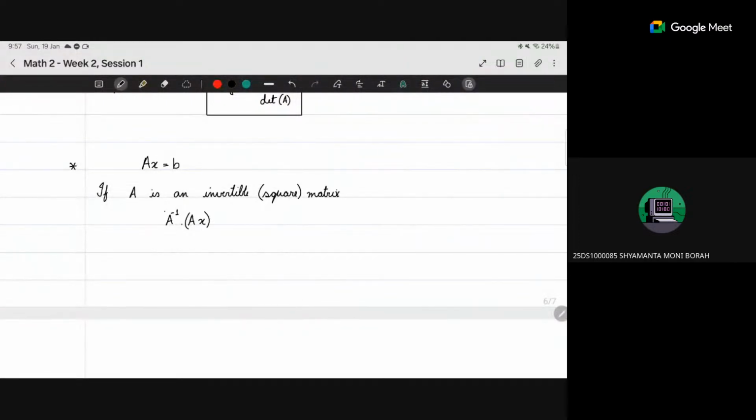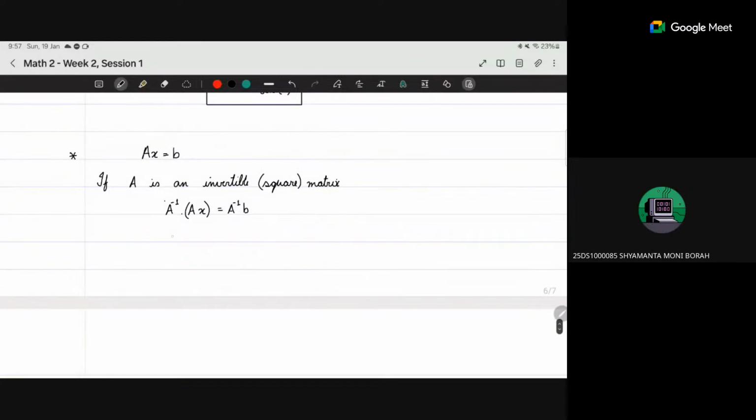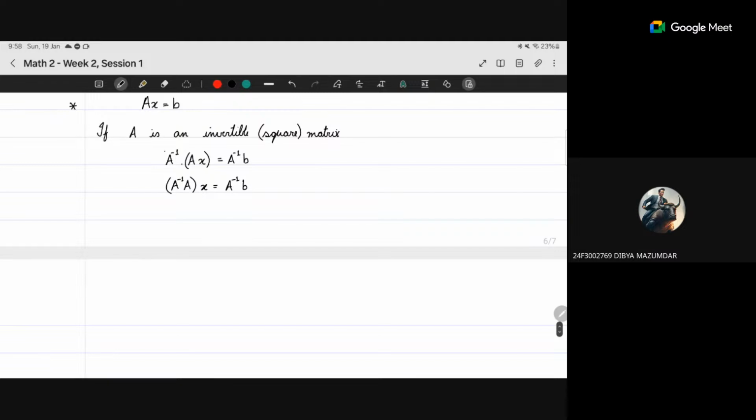What would happen to A inverse Ax? This would be equal to A inverse b, because Ax equal to b, I am multiplying by this matrix A inverse, which I know how to compute. And then I use associativity of the multiplication to get A inverse A x is A inverse b. So we know that A inverse A is the identity matrix. So x is forced to be A inverse b.